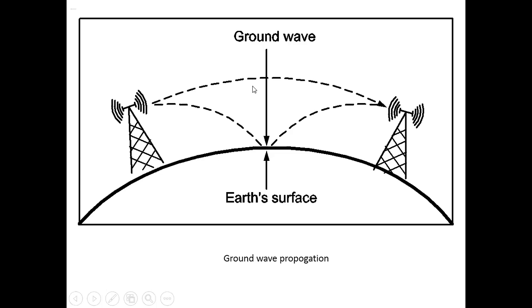So what are the applications of ground wave propagation? You might have heard about the medium wave transmitter or AM transmitter. Such radio transmitters and radio receivers use this type of ground wave propagation.